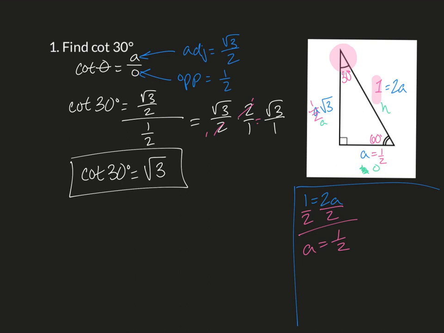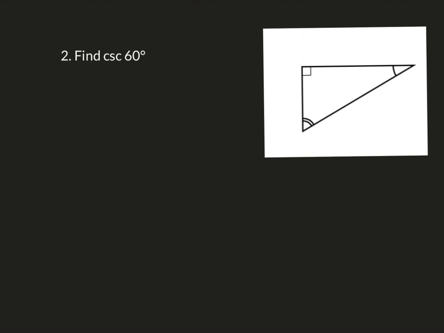I'm going to give you guys one to do, and then you can pause it. The next problem is finding the cosecant of 60 degrees. I'm going to let you pause it right here and find that. I put the triangle already up there for you, so go ahead and get started, do that, and then come back when you're done.